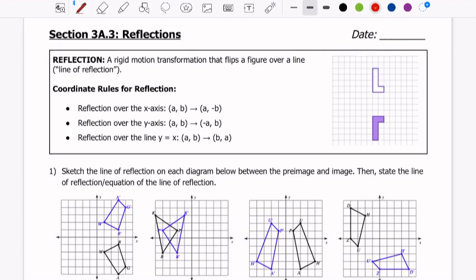Hey everyone, in this video we're going to talk about section 3A.3, which is going to be about reflections. So a reflection is another one of our transformations that we're going to study. A transformation is going to be a motion that flips a figure over a line. That line's going to be called a line of reflection.